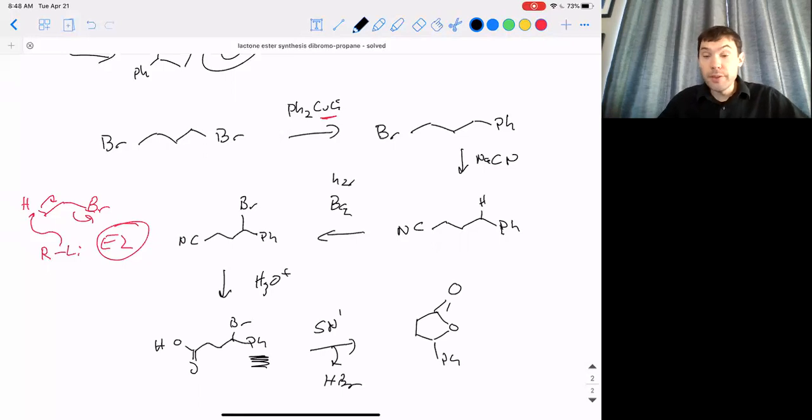So as with all of these synthesis problems, there's typically more than one correct answer. And that's part of what makes organic synthesis so much fun, is then trying to go in the lab and figure out which of them is actually the most efficient pathway.